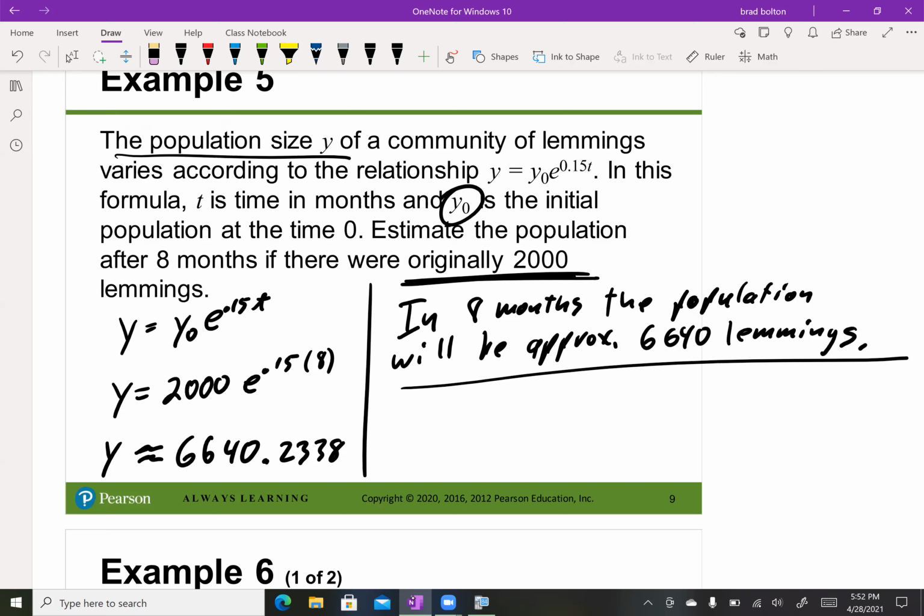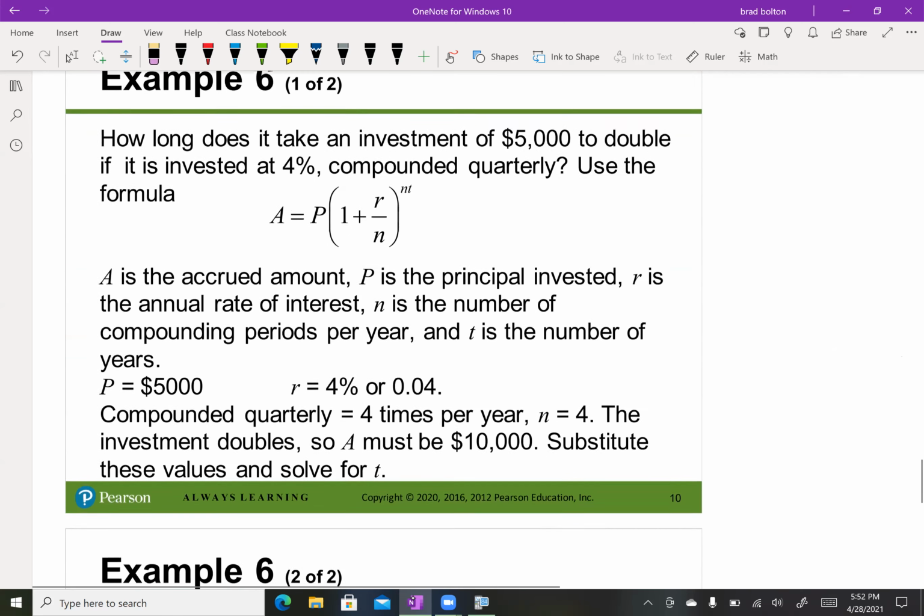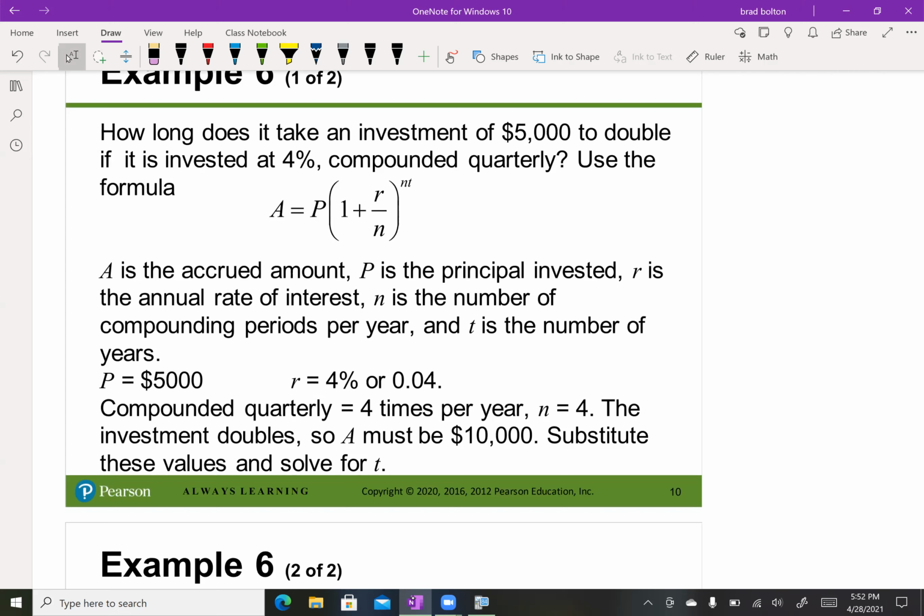Okay, so let's see here. Let's go on to this next one. So how long does it take an investment of $5,000 to double if it were invested at 4% compounded quarterly? So here's our compound interest formula once again. A equals principal times the quantity 1 plus the rate divided by the number of times compounded, all to the power of the number of times compounded times time, the number of years.